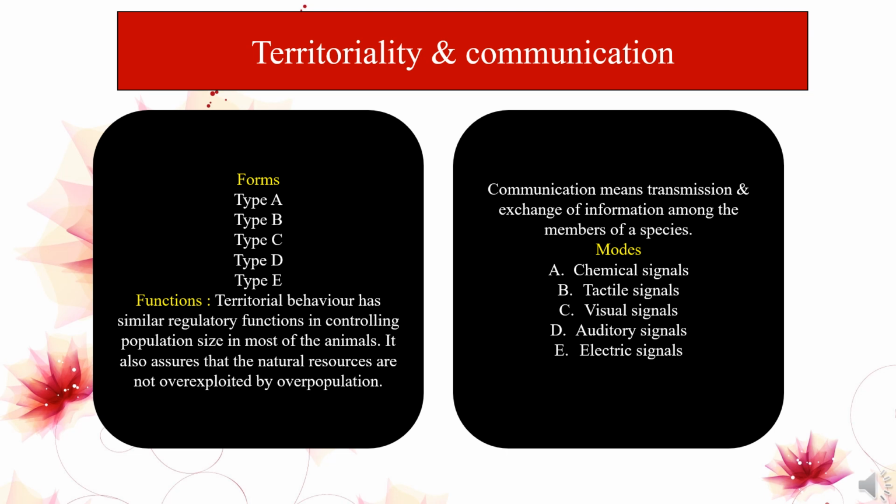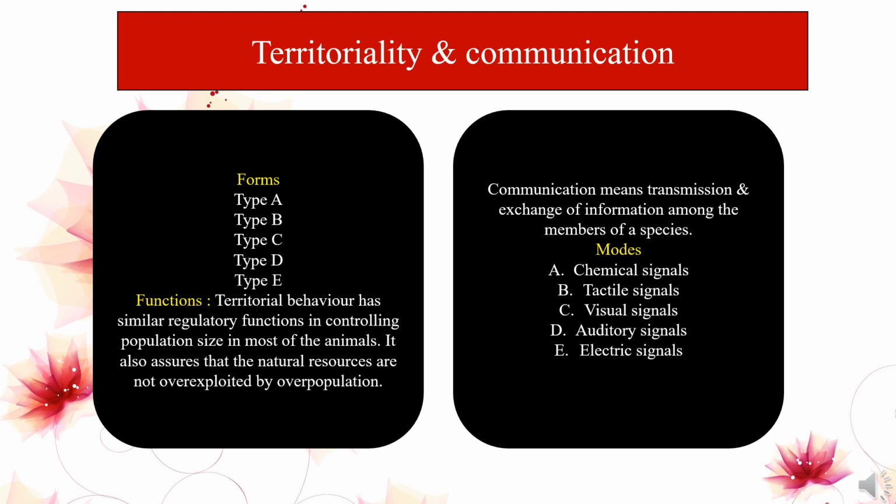In type D, pairing or mating territories, for example, insects such as damselflies and dragonflies, birds such as sage grouse. Type E, roosting positions and shelters. For example, many species of birds, starlings, domestic pigeons.